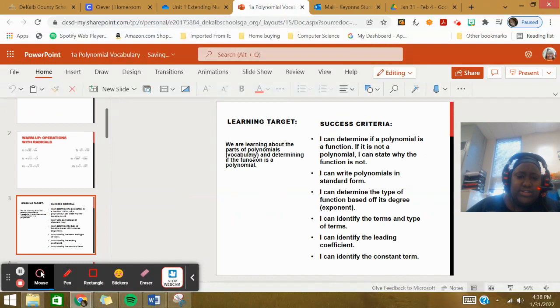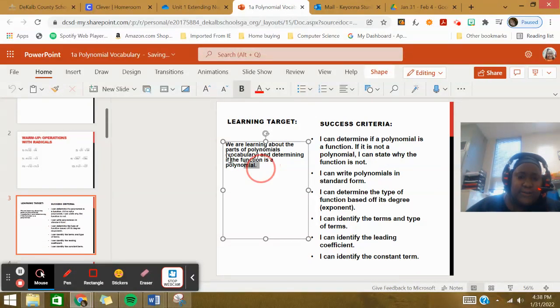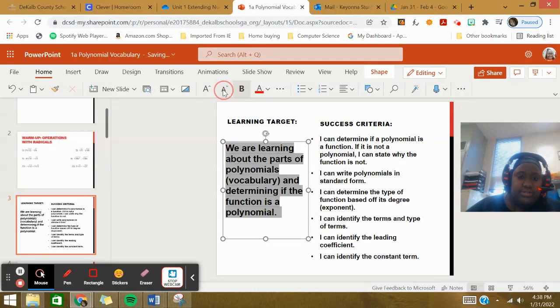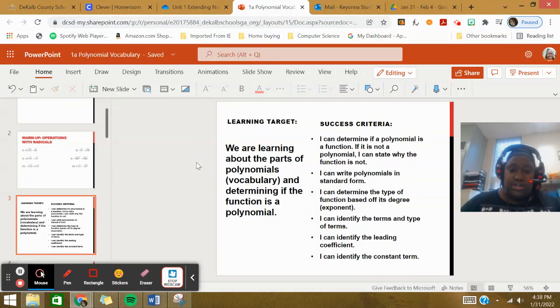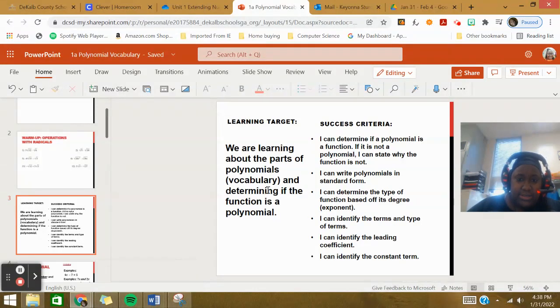Let's take a look at the learning target and success criteria. Let me try to blow this up a little bit because this is too small. Okay, so our learning target is we are learning about the parts of polynomials, in particular the polynomial vocabulary, and determine if the polynomial is a function. Here's the success criteria. I can determine if a polynomial is a function. If it is not a polynomial, I can state why.